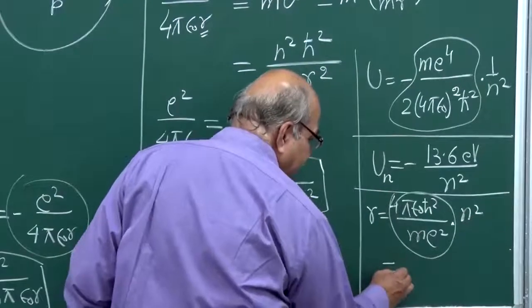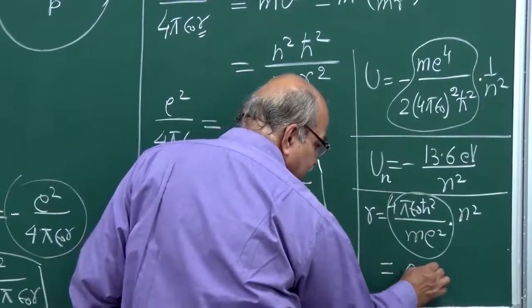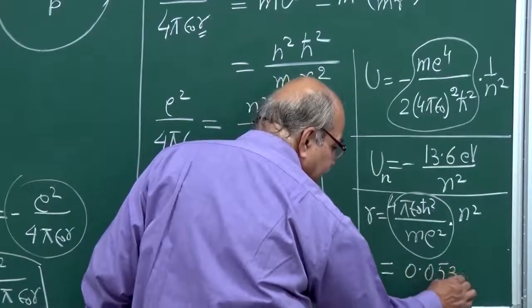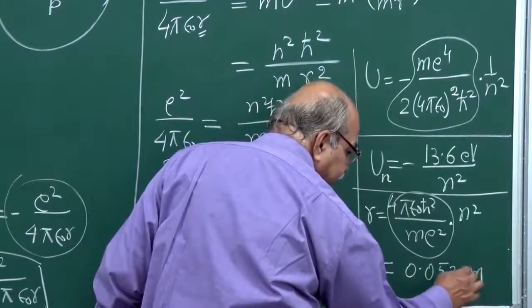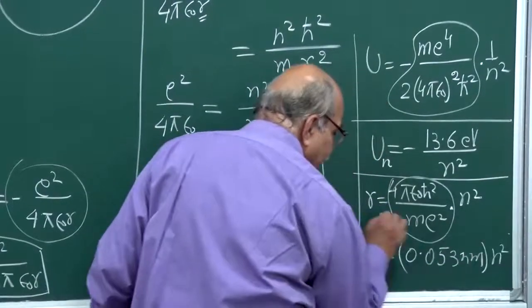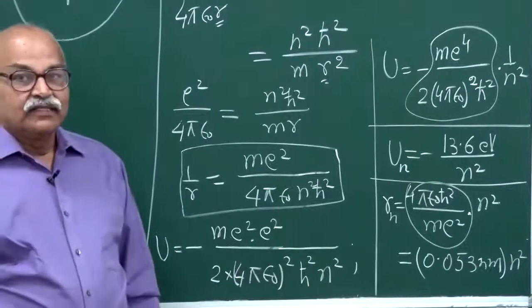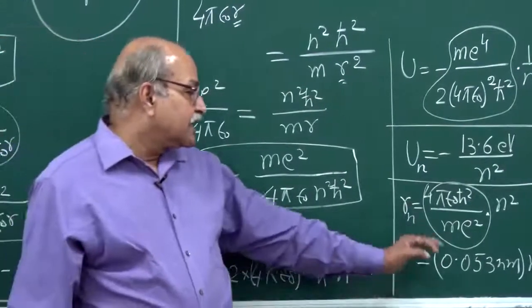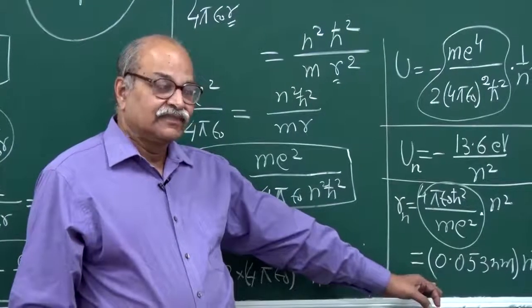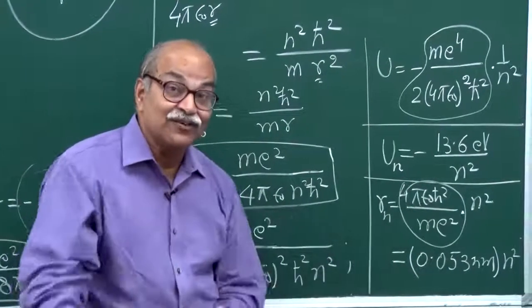And this quantity once again is just a number, and if you put all those values, that turns out to be 0.053 nanometers times n square. So you can say this is Rn. These are the radii of those special orbits, stationary orbits.